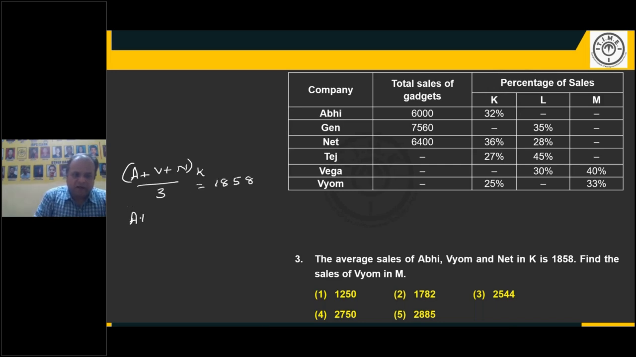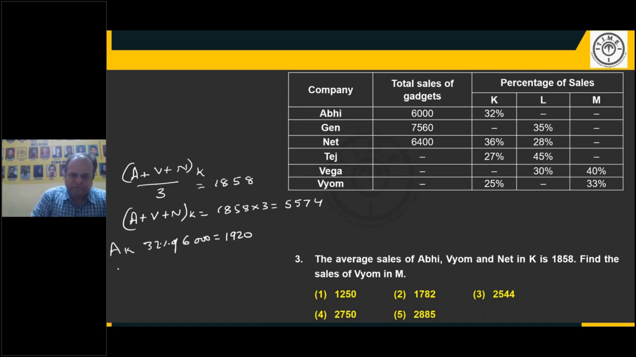So the sales of Abhi, Vyom and Net in village K would be 1858 multiplied by 3, and that comes out to be 5574. All right. Now, whose sale can we find out in K? We can find out for Abhi and we can find out for Net. So Abhi's sale would be 32%. In K it is 32% of 6,000, and that comes out to be 1920. This is Abhi's sale in K.